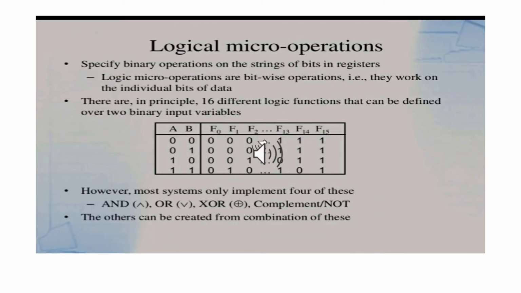Logical micro-operation. Logical micro-operations are specific binary operations on the strings of bits in a register. Logical micro-operations are bitwise operations. They work on individual bits of data. There are in principle 16 different logical functions that can be defined over two binary input variables. Most systems only implement four of these: AND, OR, XOR, and complement (NOT). The others are created from combinations of these.